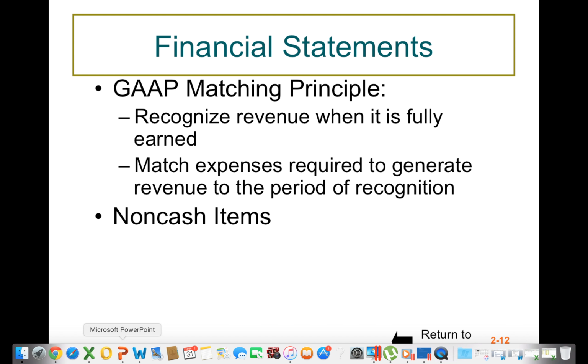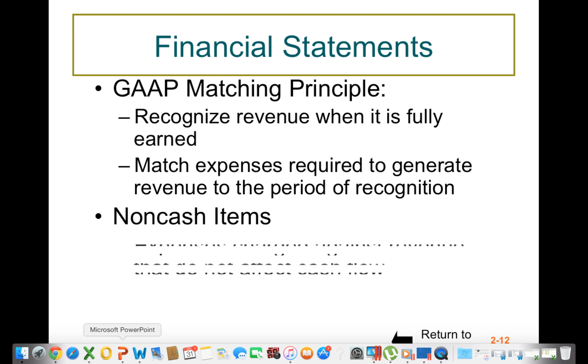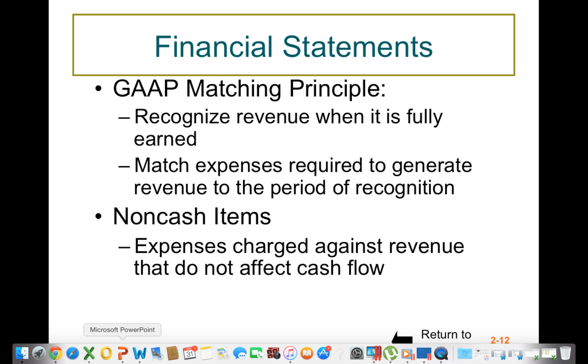A second thing to keep in mind when looking at an income statement is non-cash items. Here expenses are going to be charged against revenue that do not affect cash flow. So the income statement is going to contain these non-cash items. And depreciation could be considered potentially the most important. It's one of the reasons why net income is not equal to cash flow.